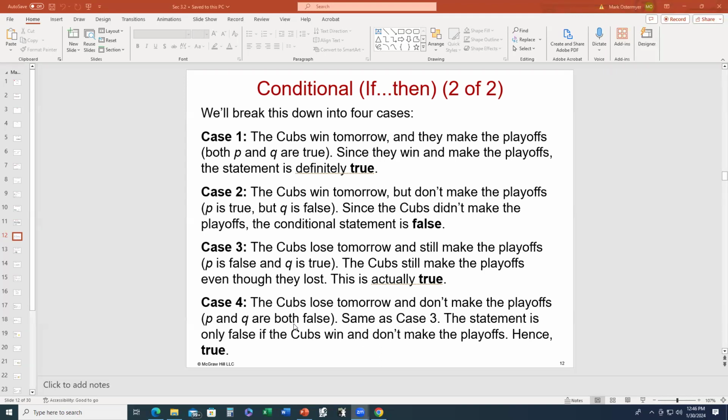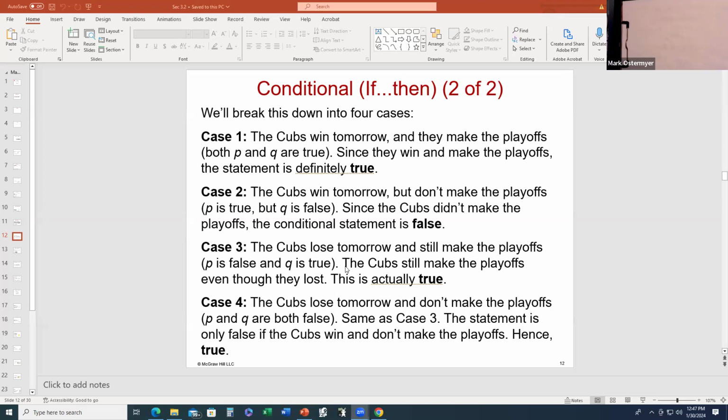That's correct. And this is how I remember it. This is how I reconcile it in my mind. If P is true, I keep thinking of this Cubs example, that means the Cubs did their part. They won the game, and yet somehow they get screwed out of the playoffs. That's a farce. That should be false. All the other ones are true. Okay? All the other ones are true. That's how I remember it.